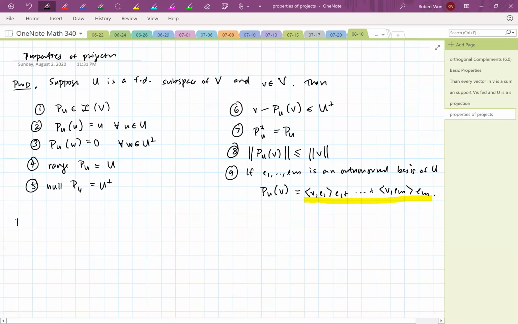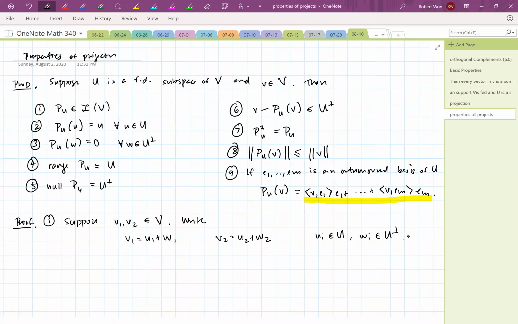Okay, so first, let's prove it's linear. You need to show that it's additive and homogeneous. As always, let me do half of it. So suppose that v_1 and v_2 are both in V. Now let's write v_1 equals u_1 plus w_1 and v_2 equals u_2 plus w_2, where the u_i's are in U and the w_i's are in U perp. And there's a unique way to do this because V is the direct sum of U and its complement.